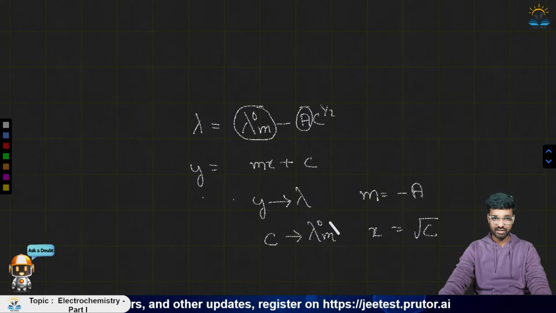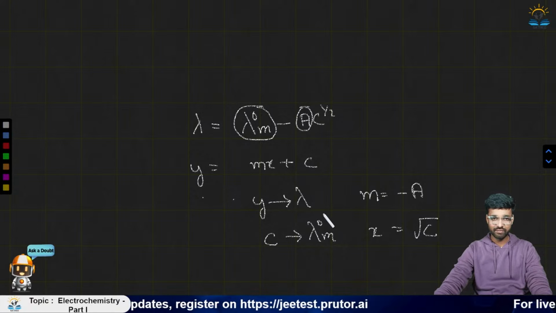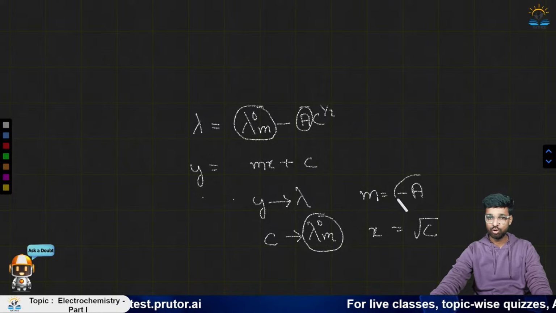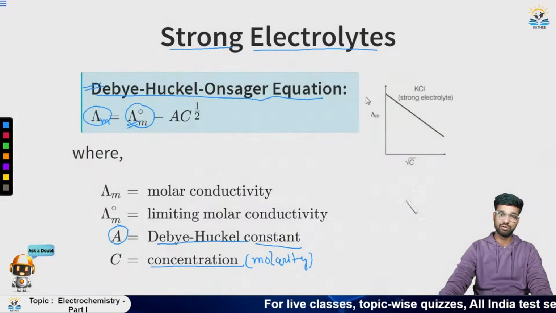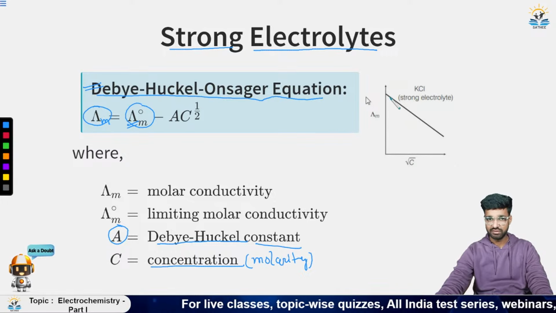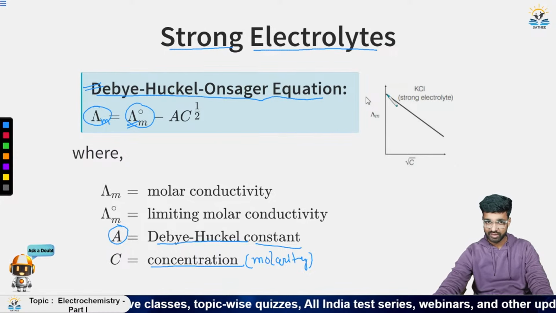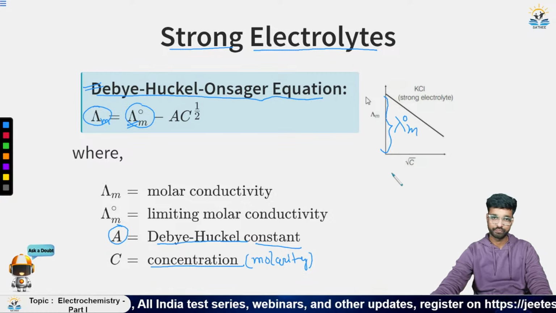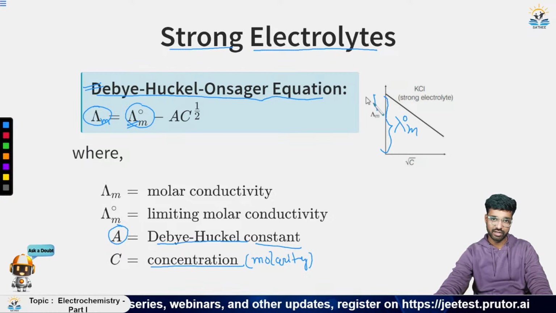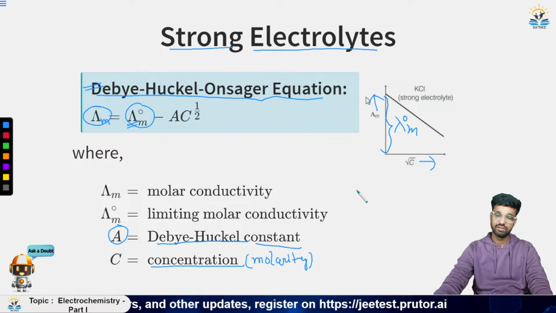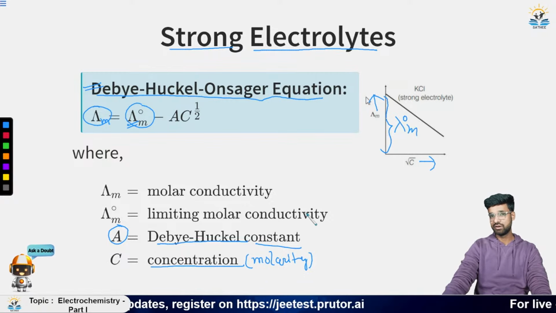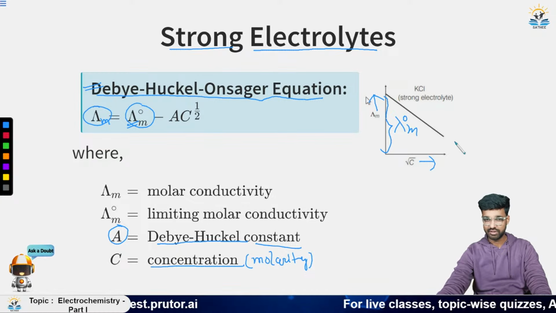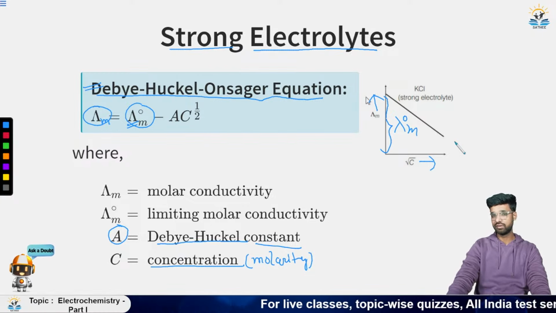Now you can see very clearly here that whatever graph we get will have an intercept of lambda naught m and a negative slope of minus a. You can see the graph also here, so it is having a negative slope, and this intercept will be equal to lambda naught m, and we are plotting lambda m against root c. We are taking not c but root c. For a strong electrolyte we get this kind of graph. Okay, so this is clear for all of you.